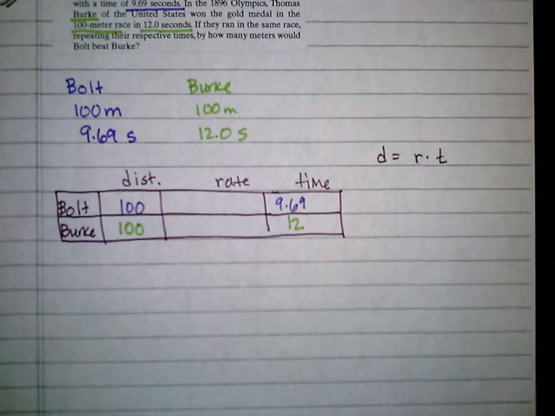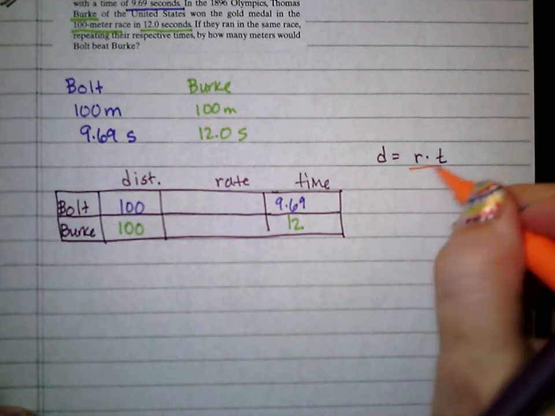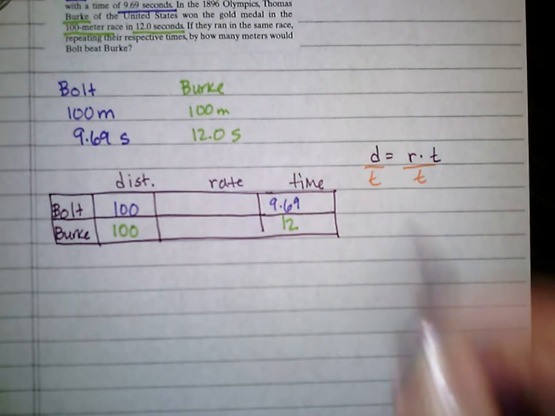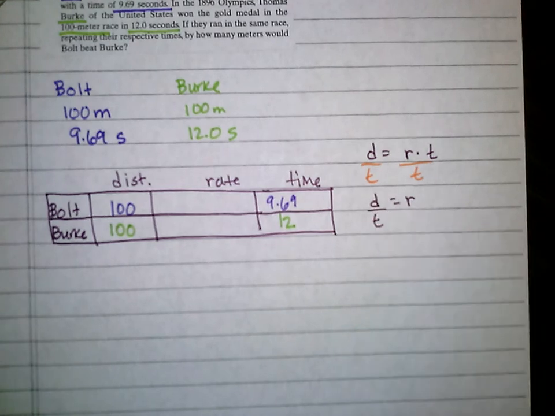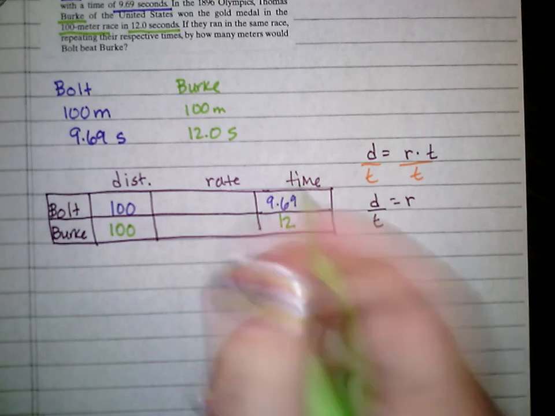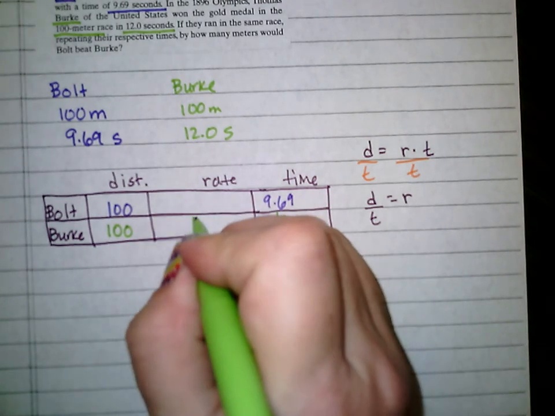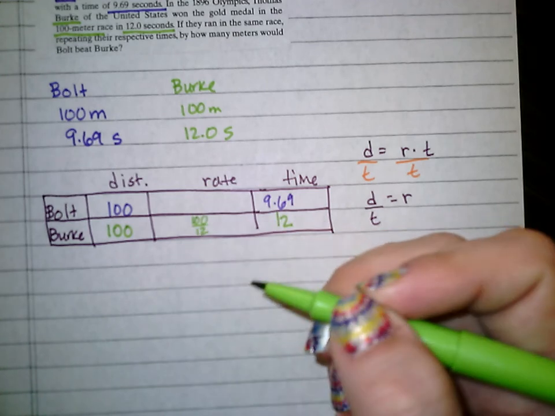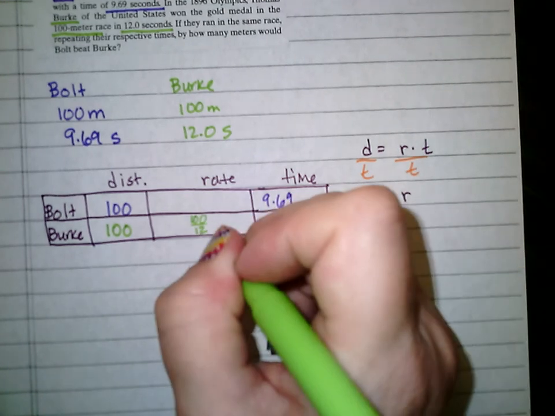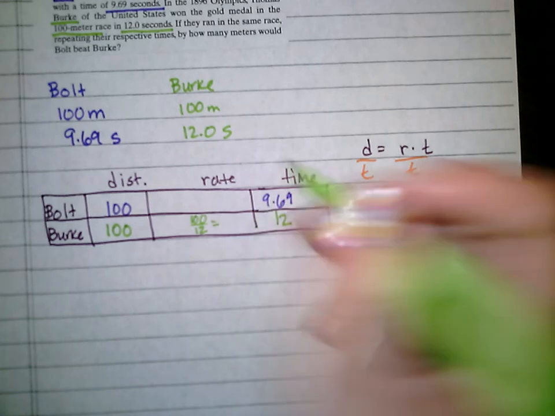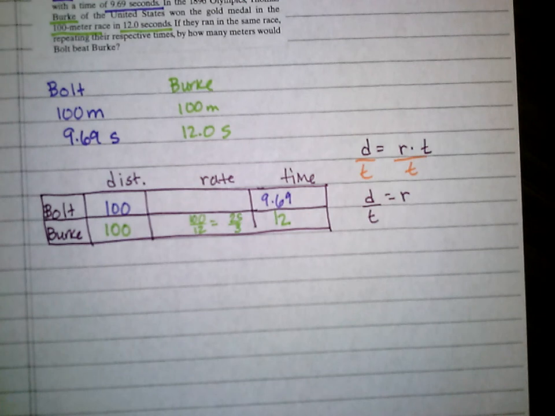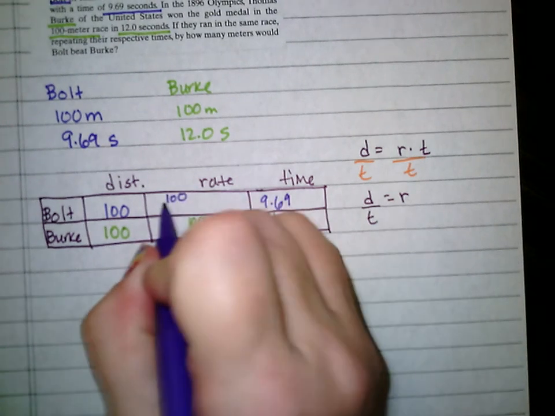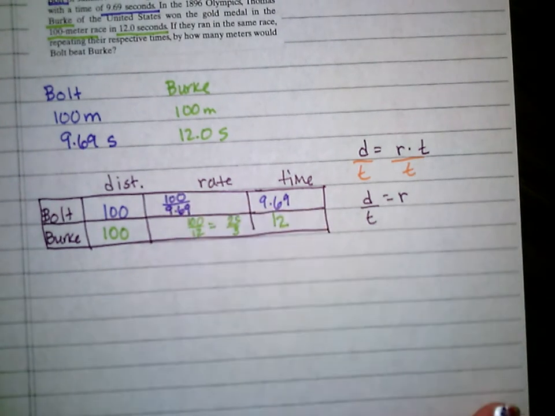What we would need to do would be divide both sides by time. So then we have rate equals distance over time. So here under Burke, the rate would be 100 over 12. I guess that simplifies. Both divide by 4 to 25 over 3. And then for Bolt, the rate would be 100 over 9.69.